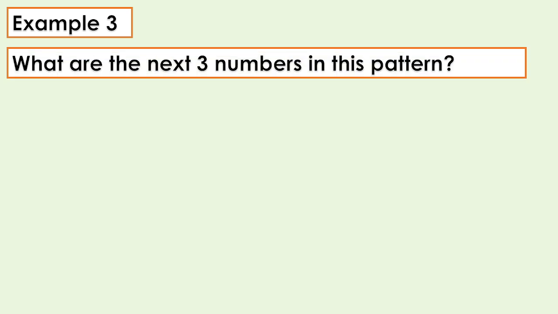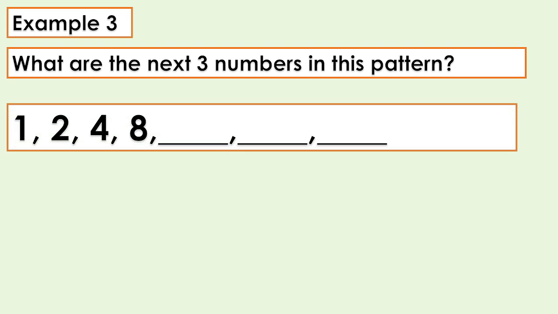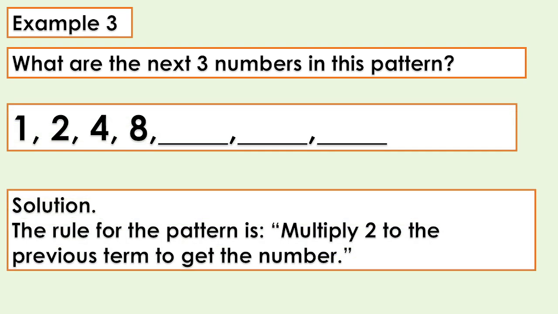Example 3. What are the next three numbers in this pattern? 1, 2, 4, 8. Solution. The rule for the pattern is multiply by 2 to the previous term to get the next number. So the next three numbers are 16, 32, and 64.